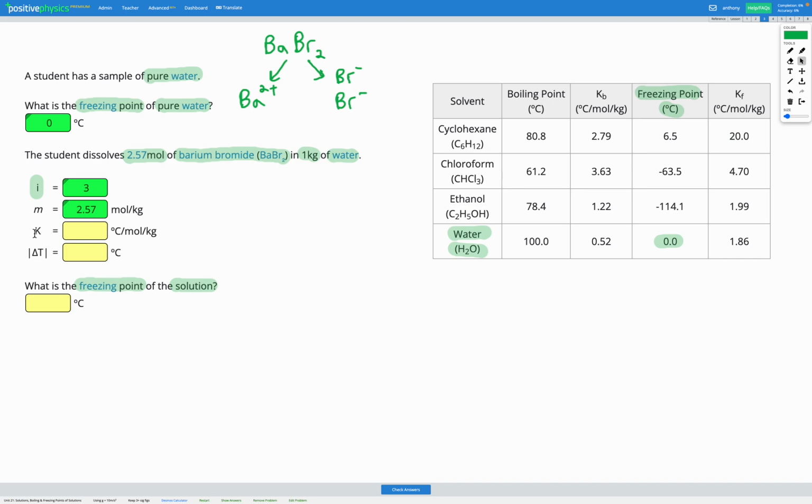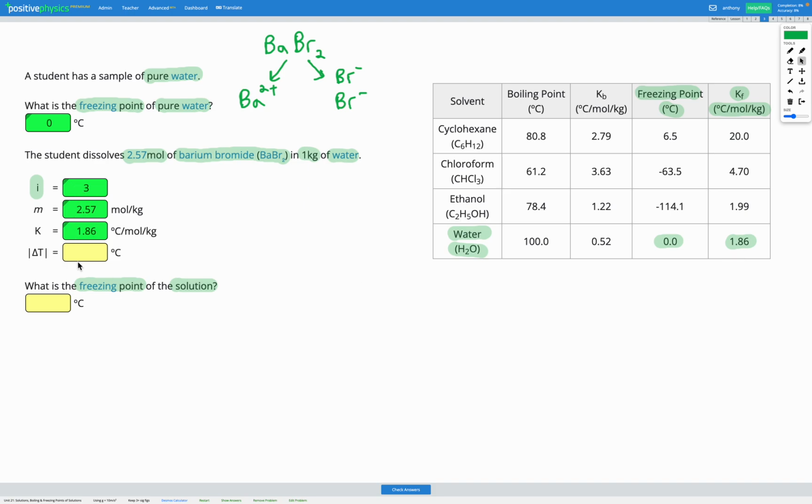K, that's going to be either our freezing point depression constant or our boiling point elevation constant. So looking at our question, we're asked about the freezing point. So we're going to be looking at Kf over here. Kf is our freezing point depression constant for water. So we're looking at our bottom row on our last column, which is 1.86. So we can fill that in here. And that's going to be different for different substances. So make sure you're looking at the correct substance. Here we've got water, which is why we've chosen 1.86.